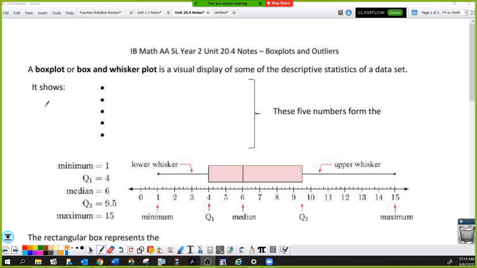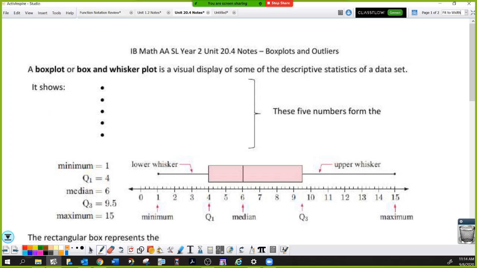Okay. So a box plot, or box and whisker plot, is a visual display of some of the descriptive statistics of a data set. It shows 5 very important numbers. Those 5 numbers are minimum, maximum, Q1, Q2, Q3.